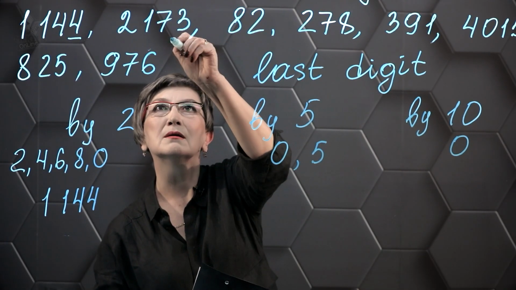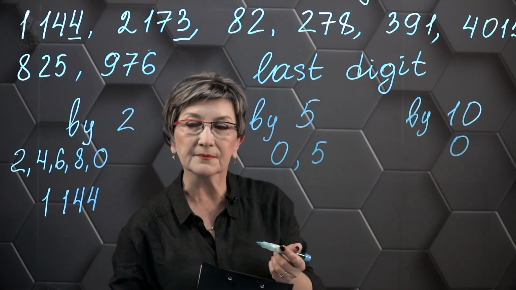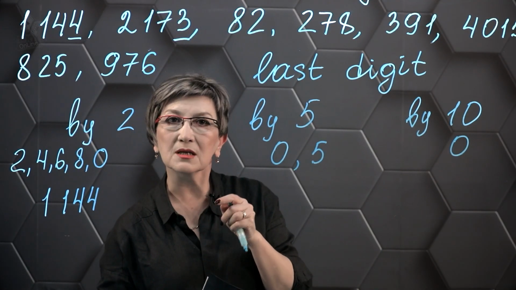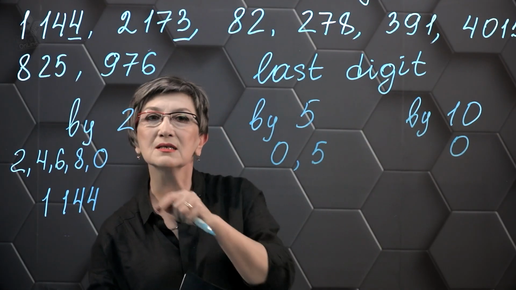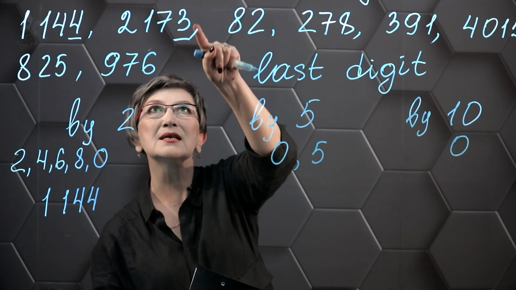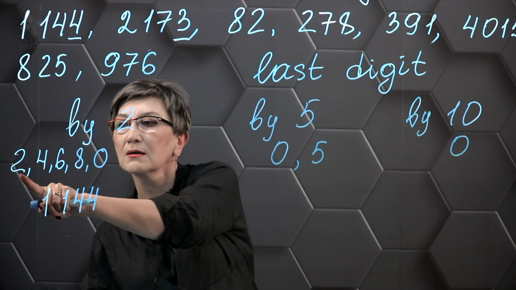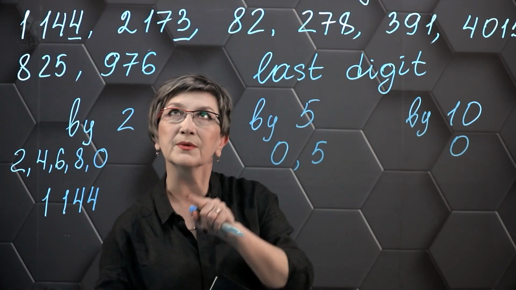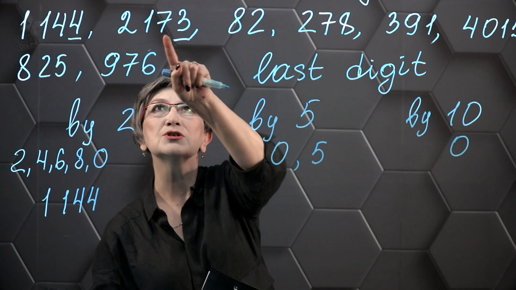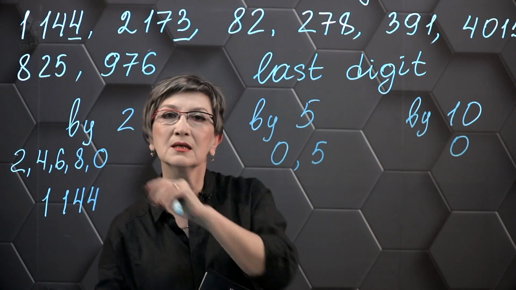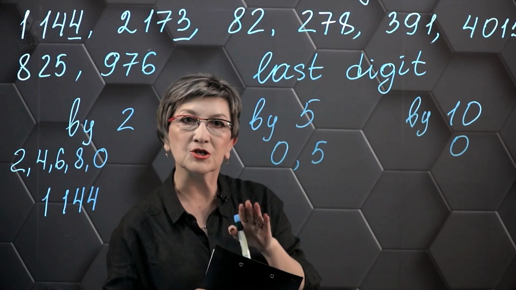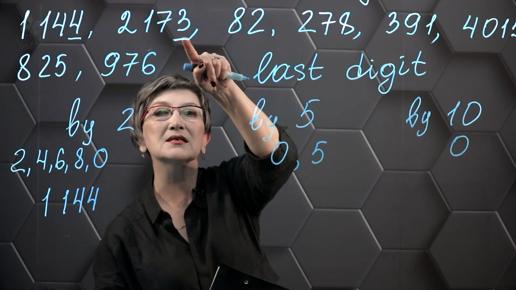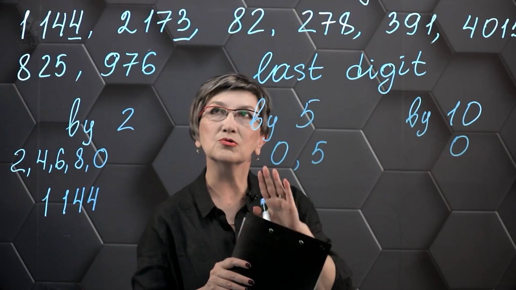2173. The last digit is 3. This number, 2173, we can't divide it by 2 because the last digit is 3 and we need the last digit to be 2, 4, 6, 8, 0. The number 2173 cannot be divided by 2. Applying the same rule, you can't divide it by 5 because the last digit is 3. And you can't divide it by 10 either.